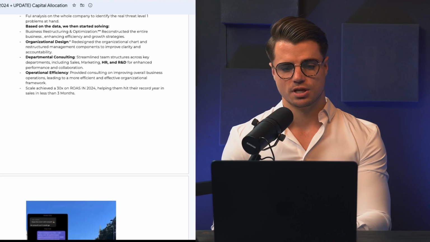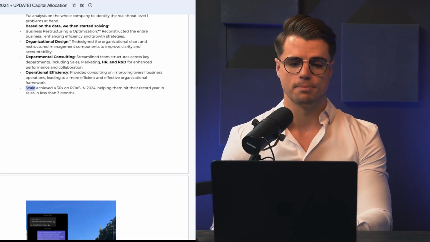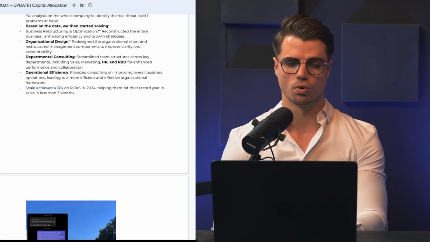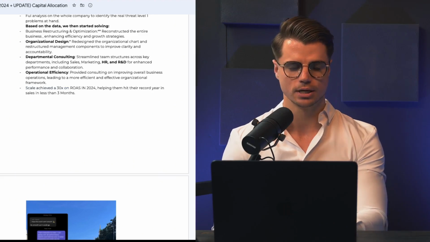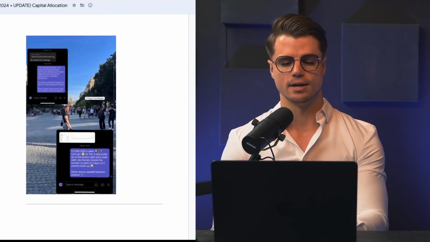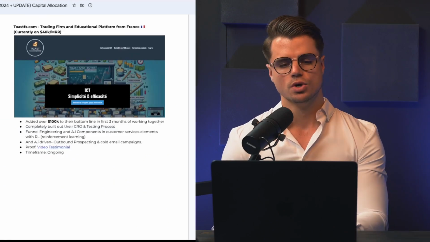So operational efficiency, and at the end of the day, what happened is they achieved a 30x on their ROAS, basically throughout all the work and all the optimization that we were doing. And you guys can see here, we hit the 2.3 million in obviously a record year for them.